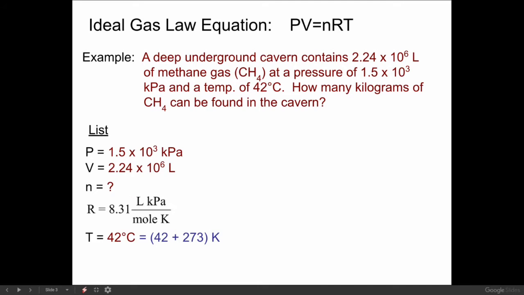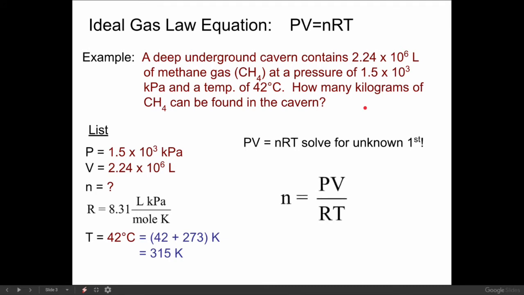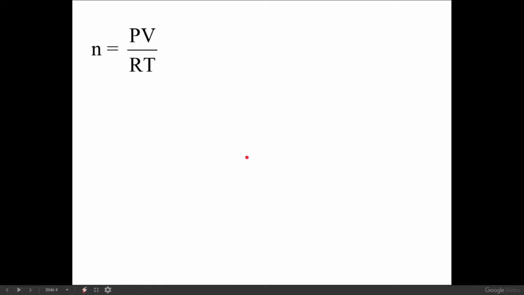So you can do a list, you can label, but you will always write your equation as you know it, PV equals nRT, then solve for the variable that a question is asking for. In this case, it's asking for kilograms, but we know how to convert from moles to kilograms using molar mass later. So in other words, rearrange your equation, okay, to PV over RT. If a variable is on top on one side of the equal sign, it will be on the bottom on the other side, okay? So I'm going to go to the next slide.